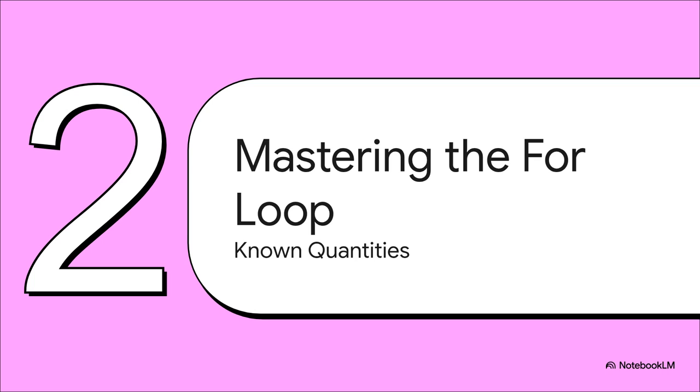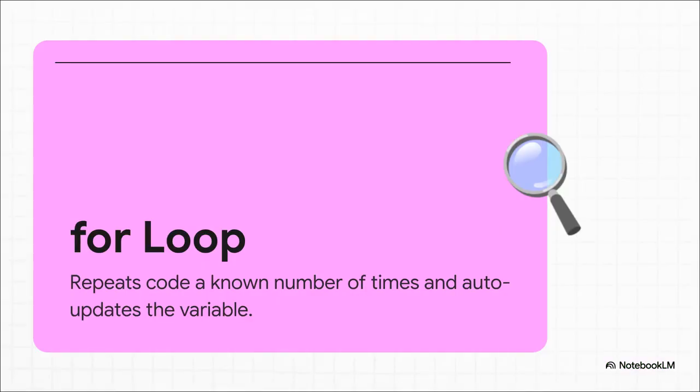Moving right along to section 2, mastering the for loop, specifically for when we're dealing with known quantities. So, what is it? A for loop simply repeats a block of code a known number of times. And the real beauty of the Python for loop is how incredibly efficient it is. Why? Because Python automatically handles updating the loop variable for you, right there in the background with every single iteration. You don't even have to manually tell it to move on to the next item. It just kind of knows.